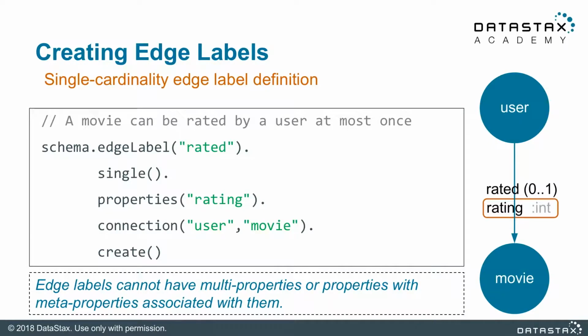Let's talk about creating edge labels. In this example, we're creating a single cardinality edge label where a user rates a movie. In this case, we only want at most one rating between a respective user and movie, so we add single to the edge label definition. We then define our properties. It's worth reminding you that edge labels cannot have multi-properties with meta-properties associated with them. Then we define our connection.